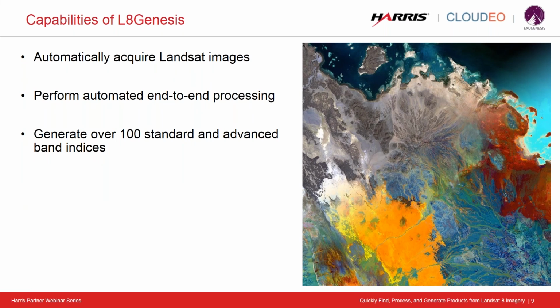So the CloudEO platform and the user interface on CloudEO are very complementary to the L8Genesis processing. The CloudEO interface allows you to simply draw or upload a shapefile of your area of interest, and the CloudEO store will automatically acquire the correct path row images according to your specifications. You can also upload your own data that you have stored locally on your computer, and it'll process that. It'll then process all of your data automatically and deliver over 100 standard and advanced indices, which we'll cover in the next few slides, in addition to the basic calibrated data products and several useful color composite images.